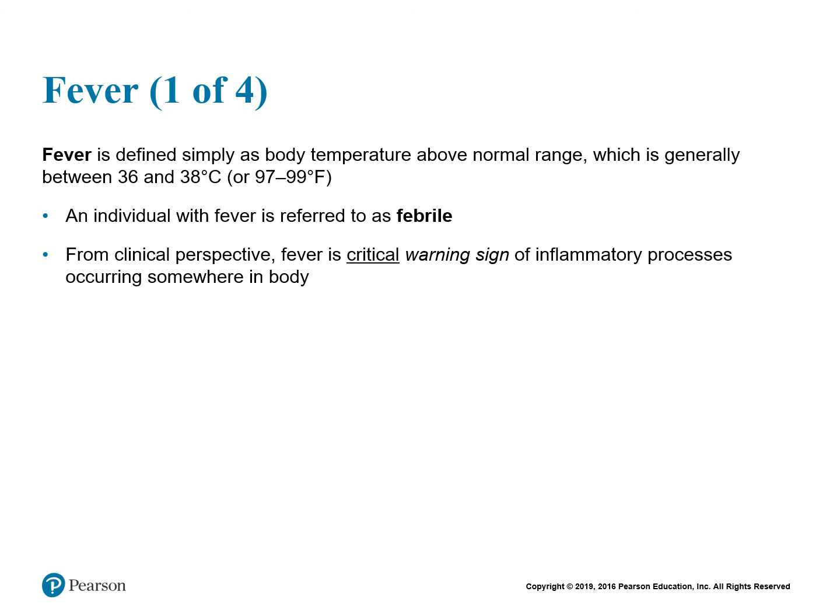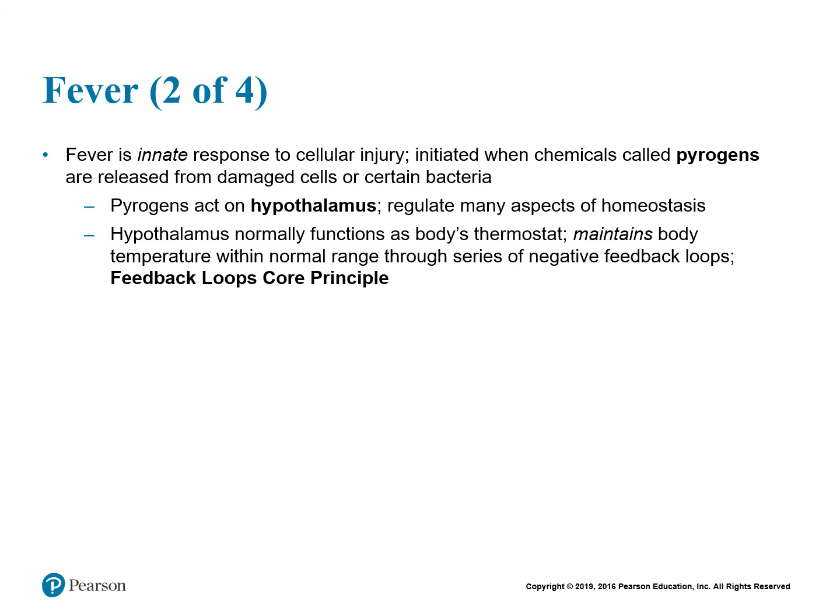Fever. So fever is when your temperature is above the normal range, and anyone who has fever is referred to as febrile. From a clinical perspective, fever is a sign that there is inflammation somewhere in the body. Fever is an innate response, and it's caused by chemicals called pyrogens, and these are released by any damaged cell or some types of bacteria. So what these pyrogens do is they influence the hypothalamus, and basically they reset your hypothalamus at a higher temperature. Usually your body's thermostat is pretty stable, but it works as a negative feedback loop.